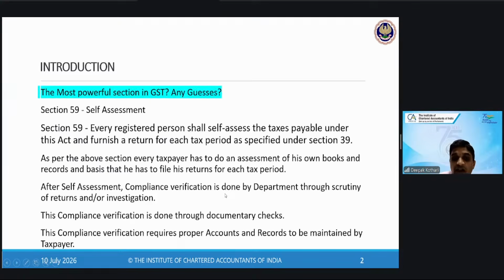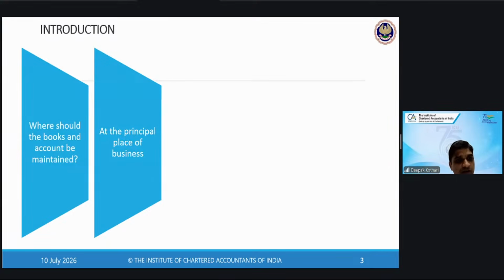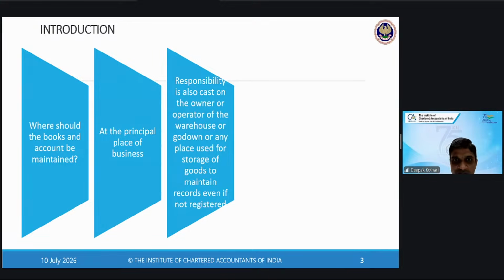Now, how does he do it? He will maintain accounts, records, and other documentary evidence. So that comes to the topic of accounts and records. Once you maintain the accounts and records correctly, then you will do your self-assessment. That's why self-assessment takes its power from the books of accounts that you maintain. Where should the books of accounts be maintained? At the principal place of business.